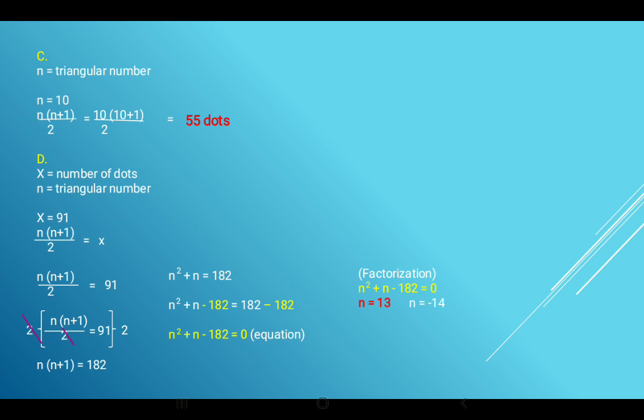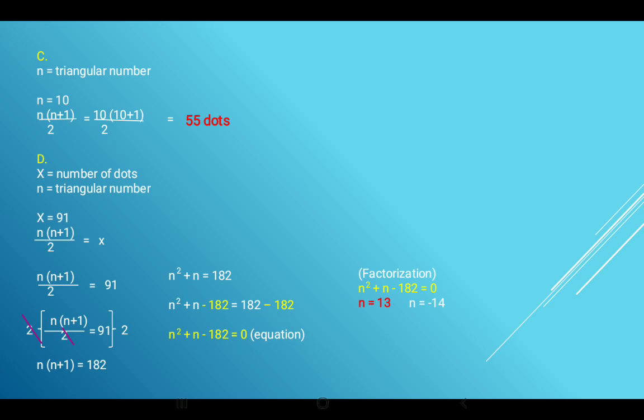Next, sa letter D. So, let natin yung x is equal to number of dots and n is the triangular number. So, yung number of dots natin, yung x natin is equal to 91. At substitute lang natin yun sa formula na n quantity of n plus 1 over 2 is equal to x. So, magiging n multiplied n plus 1 all over 2 is equal to 91. Kasi yung x pinalitan natin ng 91.